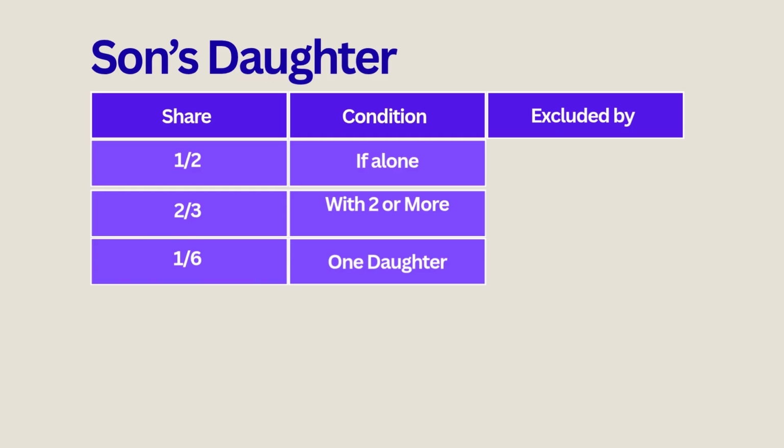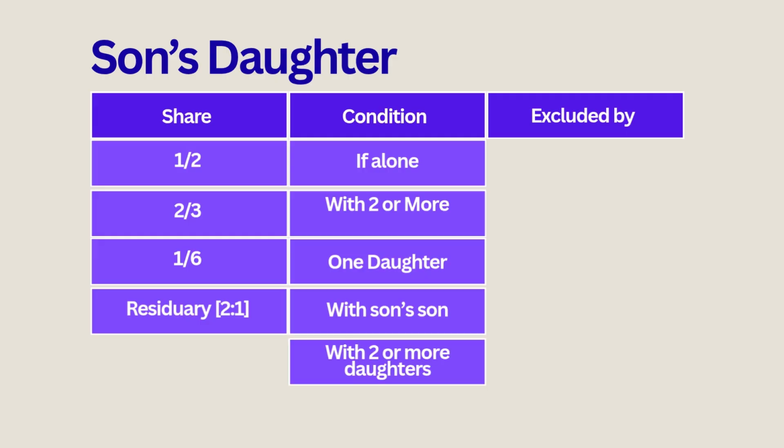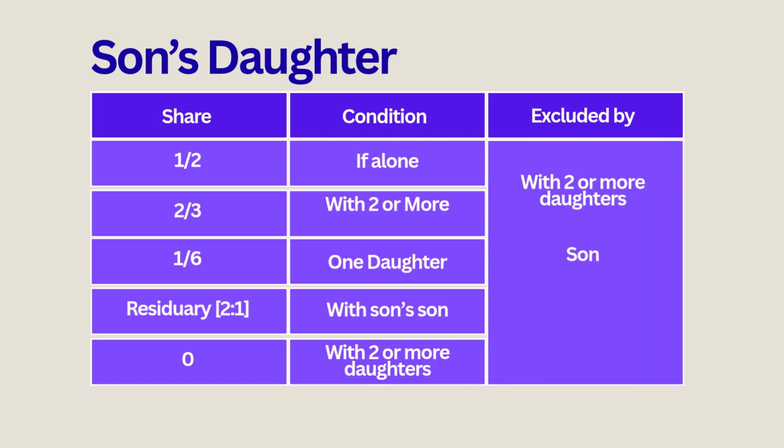Now, if she survives together with the son's son, she becomes a residuary heir, sharing the remainder of the estate with him at the ratio of 2 shares for the male and 1 for the female. However, if she survives with 2 daughters, her share drops to 0, because the Qur'an allocates only 2/3 in total for female descendants. In that case, she is defaulted or excluded. And finally, if a son of the deceased is still alive, she is completely excluded from inheritance.